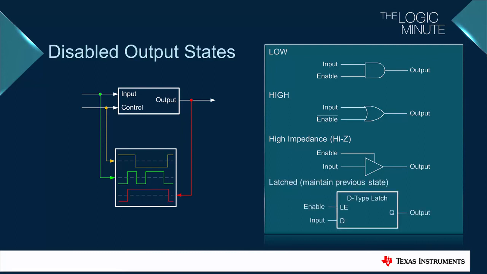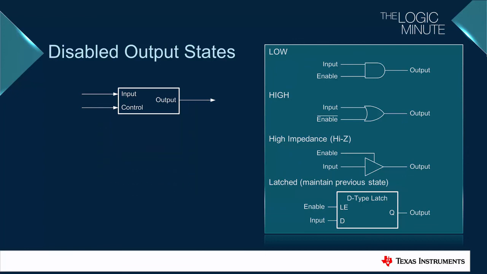It is also possible to hold the most recently known state at the output when the output is disabled. Note here that the output remains high after the input is disabled. However, if the output is low when the input is disabled, the output is held low instead. This is best accomplished with a D-type latch, sometimes referred to as a transparent latch, since the output matches the input during normal operation.